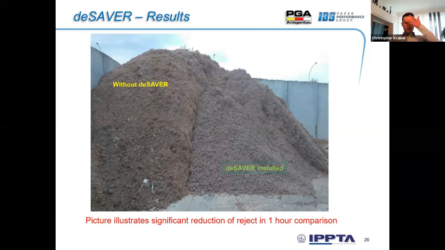Next installation by a customer in Italy. This is the promised picture. Here we can see again this picture from before. Aim of the installation: reduction of landfill and save raw material. What has been achieved? Rejects could be reduced by up to 30%.